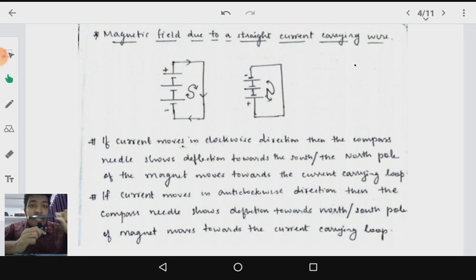So I have a straight current carrying wire over here. I'm going to find out what is the magnetic field that is generated due to this straight current carrying wire. So what I should do is connect this wire to a circuit. That means through a cell, through a switch, everything we are going to connect. Now as you know, the cell provides potential difference and that generates current. So now this current can move in either clockwise direction or in anti-clockwise direction.